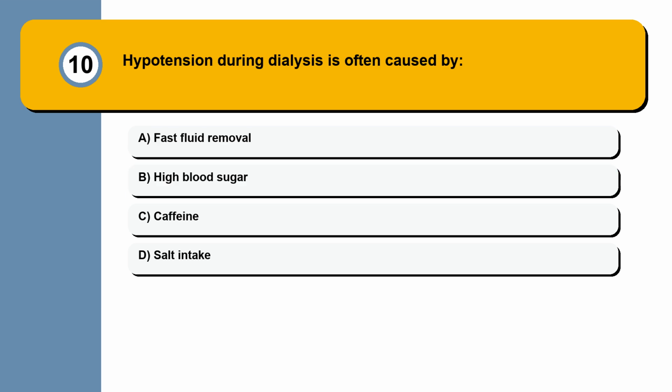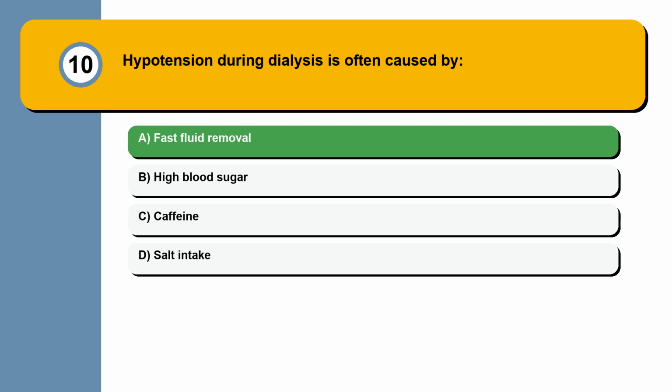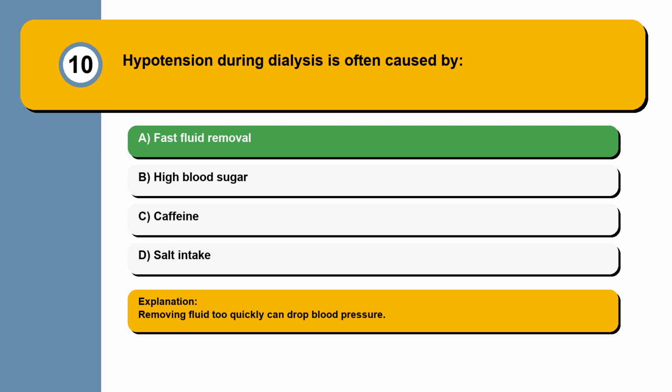Question 10. Hypotension during dialysis is often caused by: fast fluid removal, high blood sugar, caffeine, salt intake. Removing fluid too quickly can drop blood pressure.